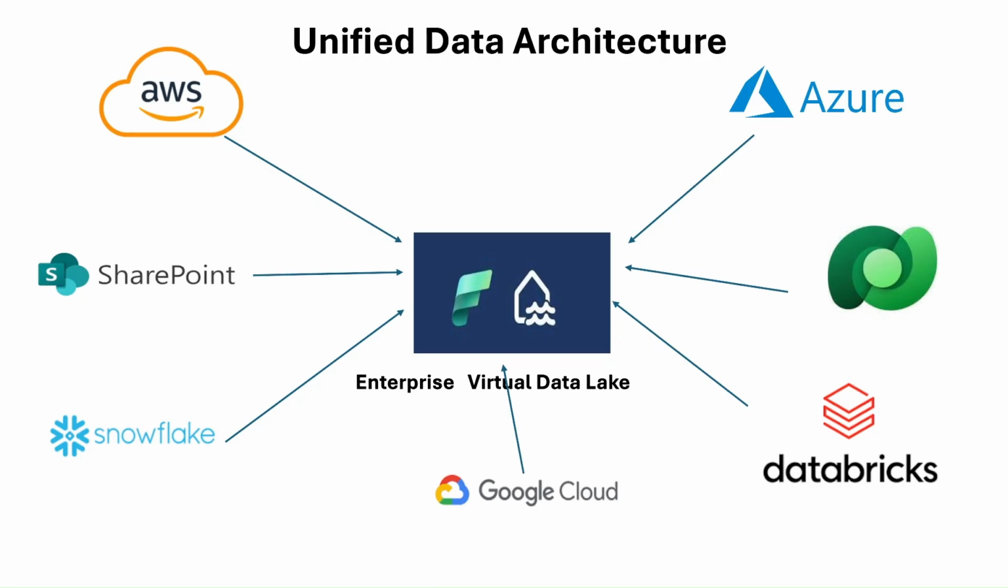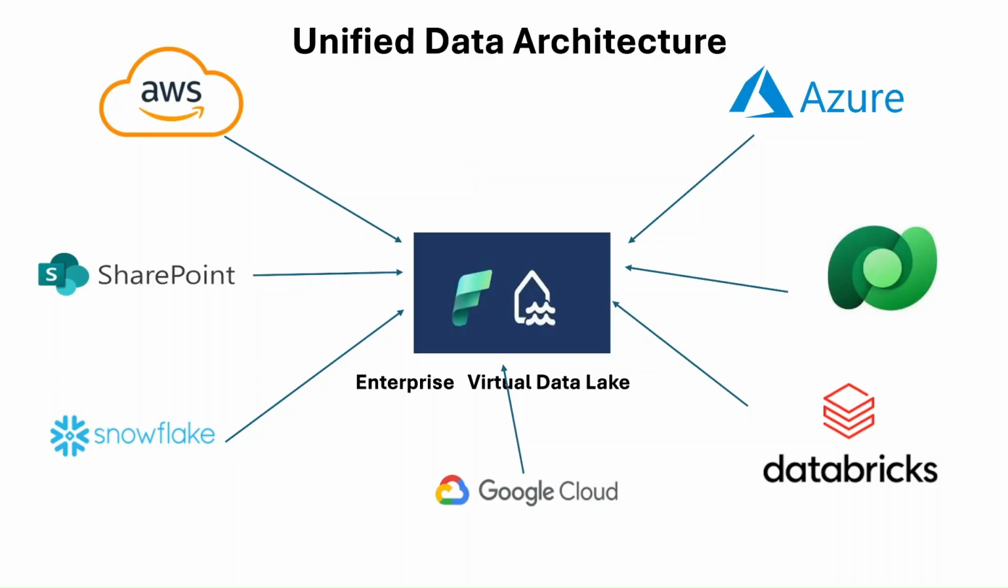And this is again a diagram where you can see the power of the unified data architecture. So you can have data on AWS, you can have data on SharePoint, Snowflake, Databricks, Dataverse, Azure, even on GCP. You can use Fabric as a unified data system, and then you can do any kind of analysis without copying any data.